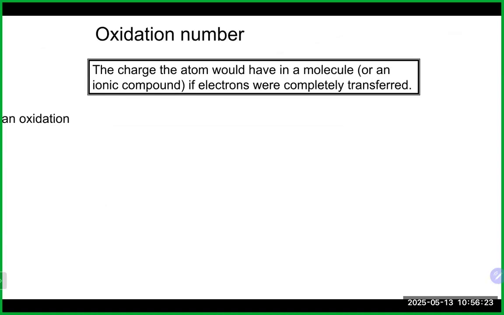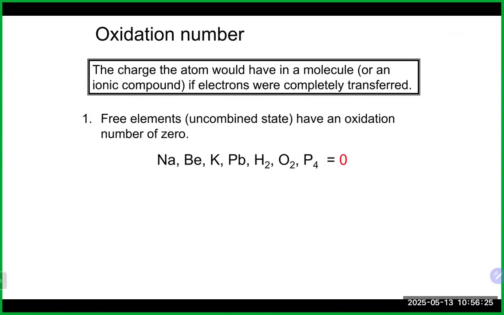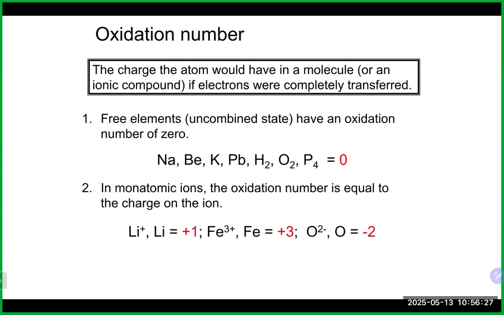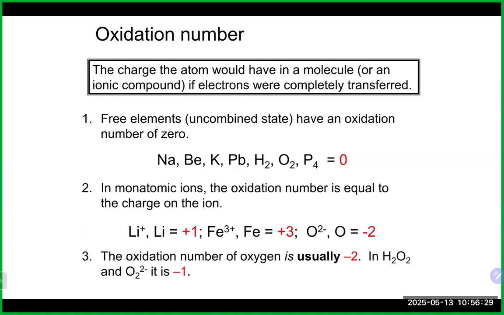So let's talk about the rules for assigning oxidation numbers. Just a reminder that you may be familiar with this, you maybe talked about it last semester, but just in case, let's talk about it. Oxidation numbers, or oxidation states as they are sometimes referred to, are essentially the charge the atom would have in the molecule if all the electrons were completely transferred.